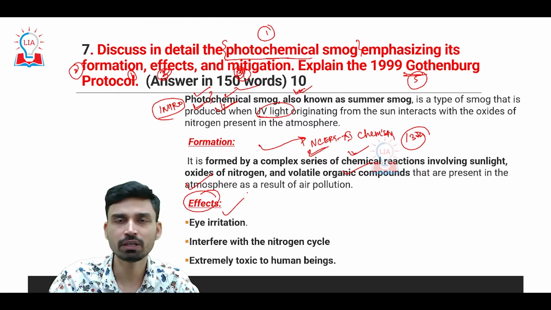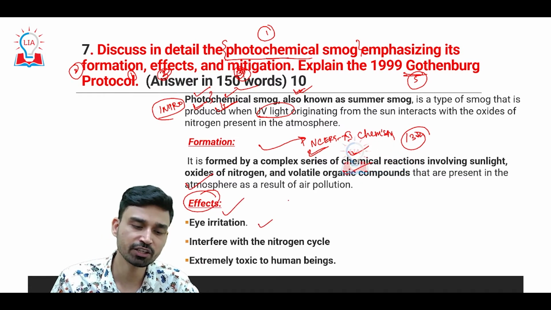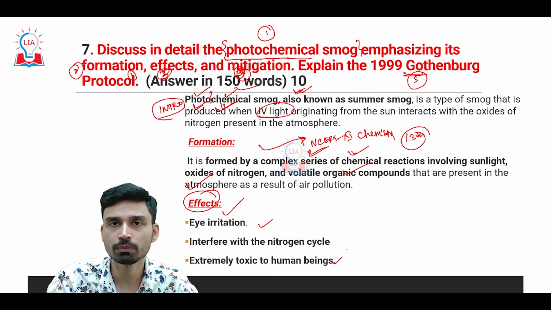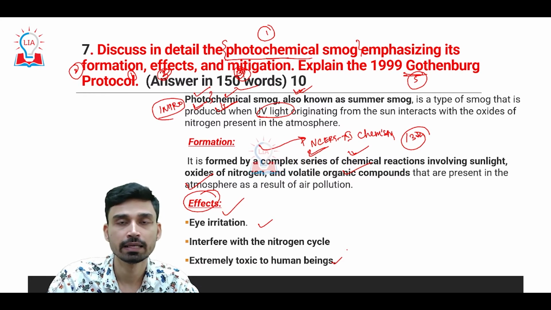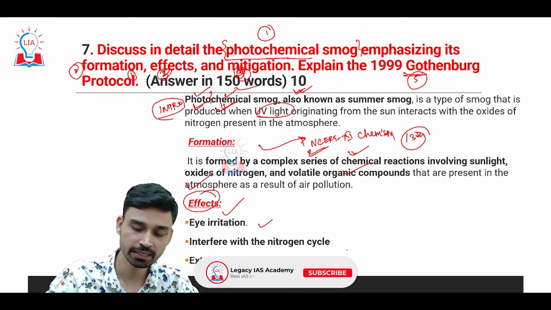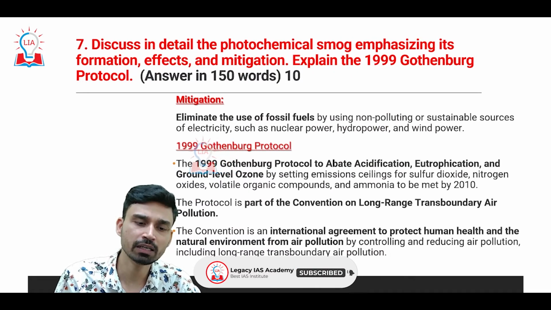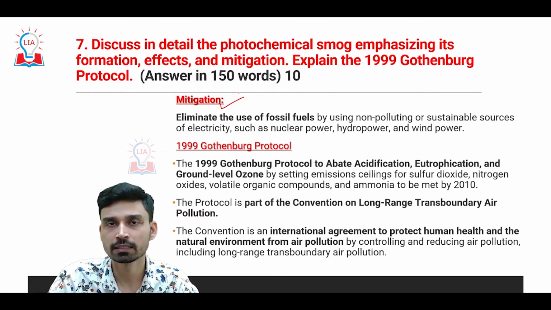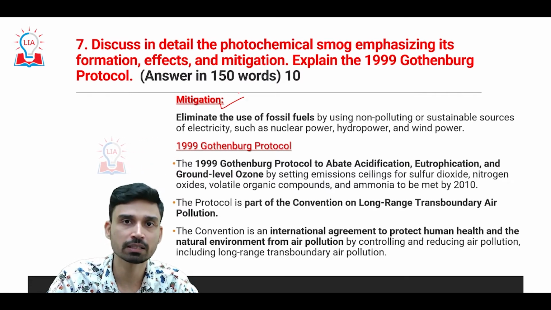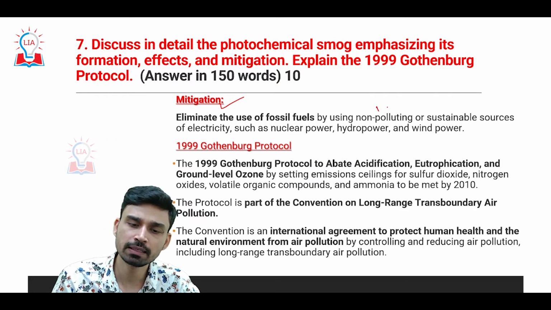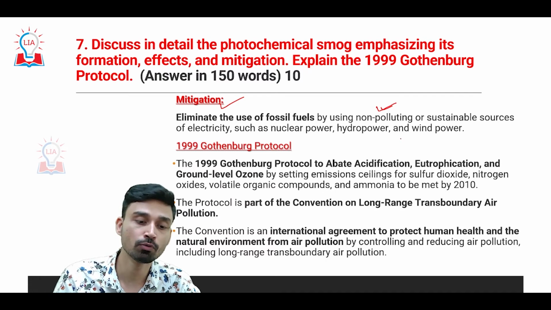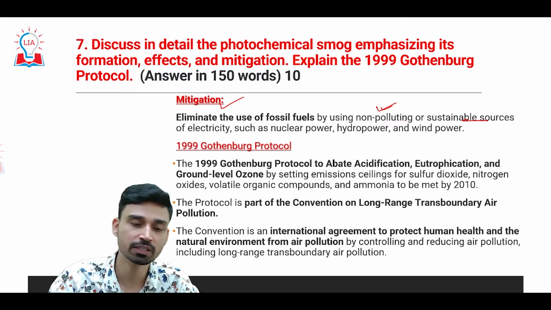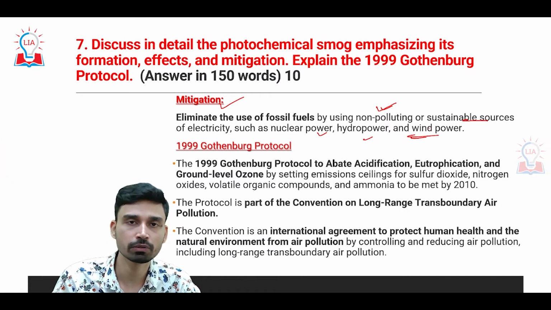Third is the effects. Several effects of photochemical smog are there, such as irritation in the eyes. It also interferes naturally with the nitrogen cycle. It is extremely toxic to human beings. It is also responsible for causing several diseases, especially chronic obstructive pulmonary disease, lung related diseases. This is something you could have written. And then you could have written about mitigation. Since photochemical smog is largely caused by the presence of a large amount of chemicals and chemical pollutants in the atmosphere, basically removing these pollutants, such as phasing out fossil fuels and focusing upon sustainable sources of electricity such as nuclear power, hydropower, and wind power could be the way forward.